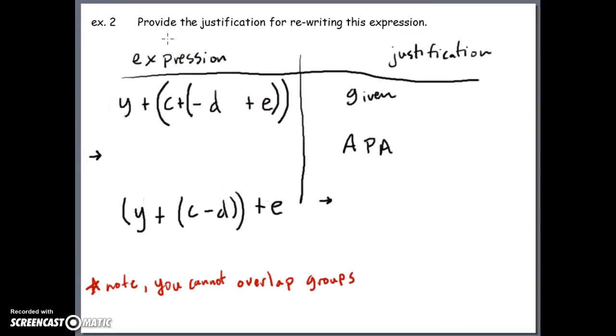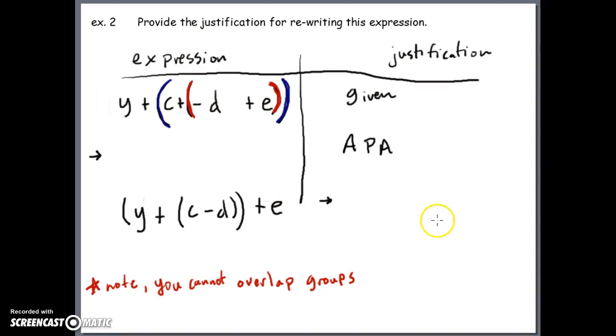Example number 2. So here we're also filling in for the expression as well as the justification. An important note is that you cannot overlap groups. So you can see here, and I'm going to use colors to do this because it's best, we've got a large set of parentheses around the C plus negative D plus E. We've got this large set, and then within that large set, we've got another little group where we've grouped the negative D plus the E. So we've got these two groups.